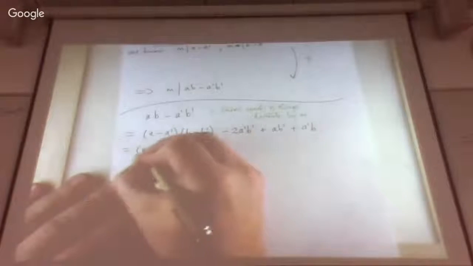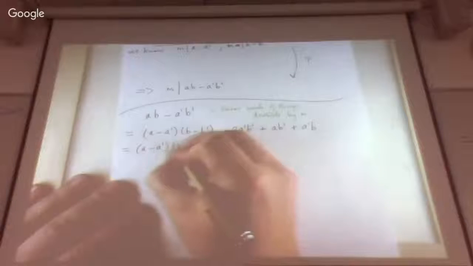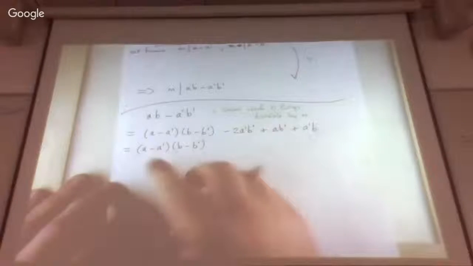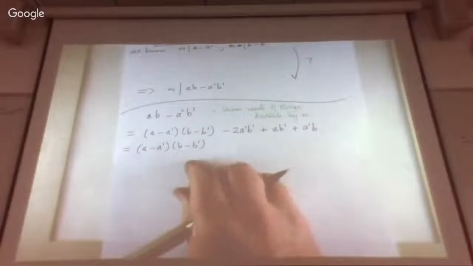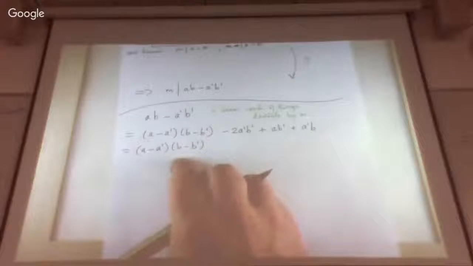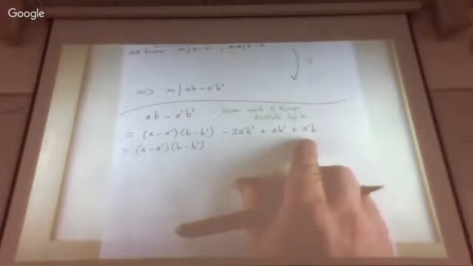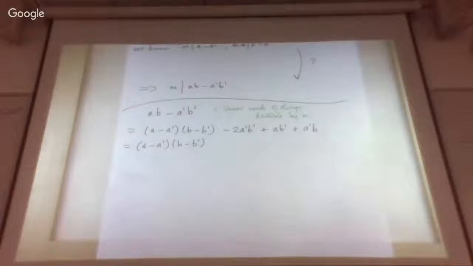But then we look at it, and I don't want to multiply that out. I want to leave this like this, because I know this part is divisible by M. It's a product of two things divisible by M. And now I look at this and see how I can reorganize this.